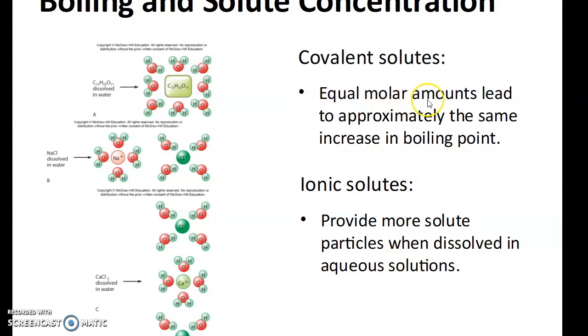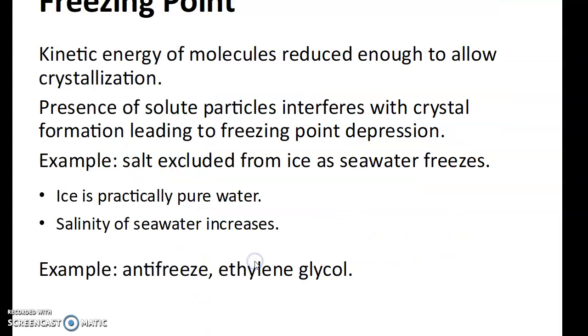So equal molar solutes lead to approximately the same boiling point increase for molecular substances. The ionic solutes provide more solute when dissolved in the aqueous solution. It depends upon how many ions a given material can form: 2 in this case, 3 in this case. So it means quite a bit of difference in the ability of these salts to raise the boiling point. Not only that, but it also causes freezing point depression.